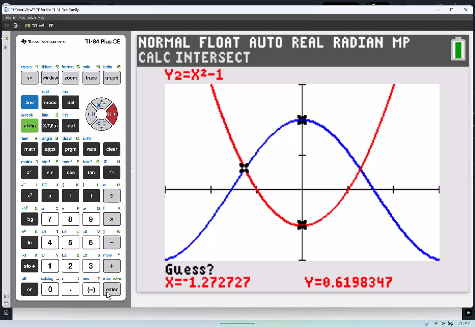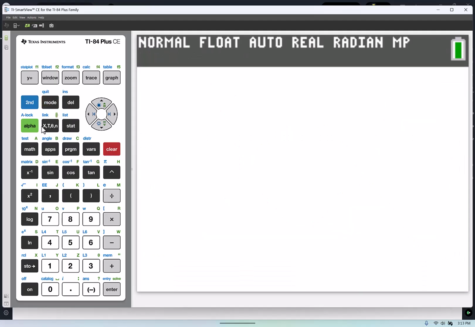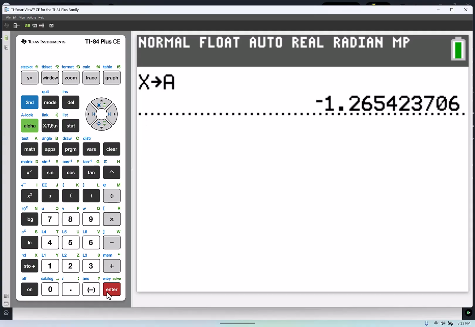How are you going to call it A? You'll see right now. Push enter. Do you see how it needs to say the word intersection? 1.265. Does yours say the word intersection? Okay, go to the home screen. Second quit. If you push X, and then I'm going to push the store button, and then alpha A, look what happens. Push enter, and there it is. That's that same value. Do you guys see what we did?